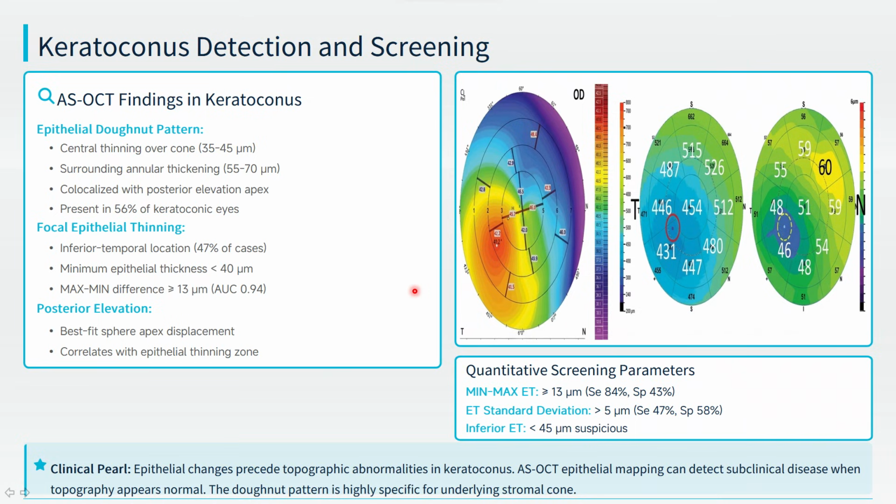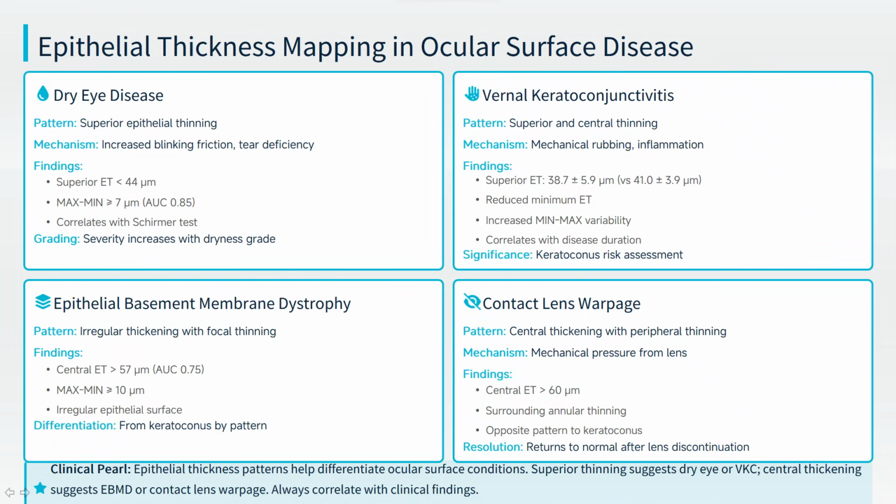So anterior segment OCT plays an important role in ectasia detection and keratoconus screening and unmasking forme fruste keratoconus and subclinical keratoconus. Among the applications of the anterior segment OCT is its use in studying the epithelial pattern or epithelial maps in ocular surface problems like dry eye, epithelial basement membrane dystrophy, vernal keratoconjunctivitis, and contact lens warpage.